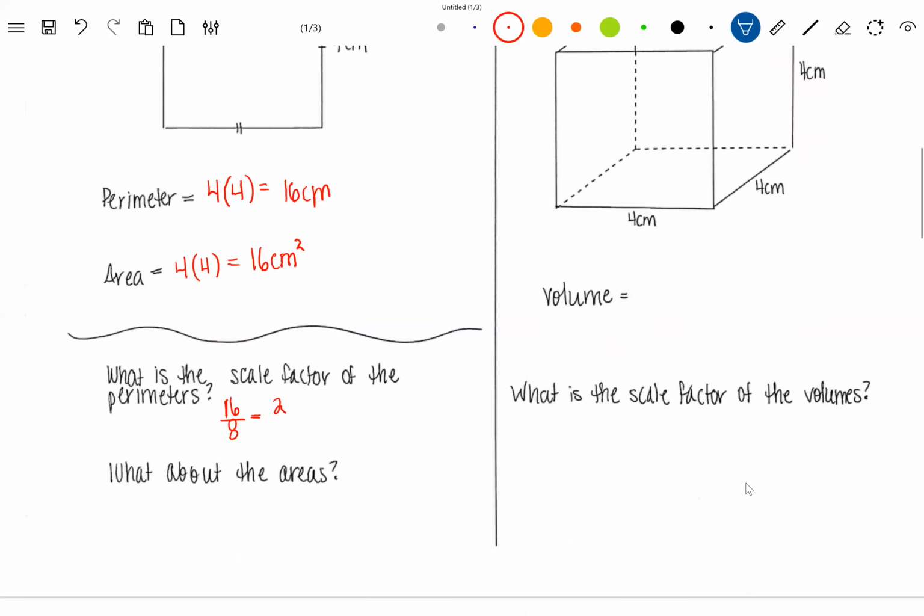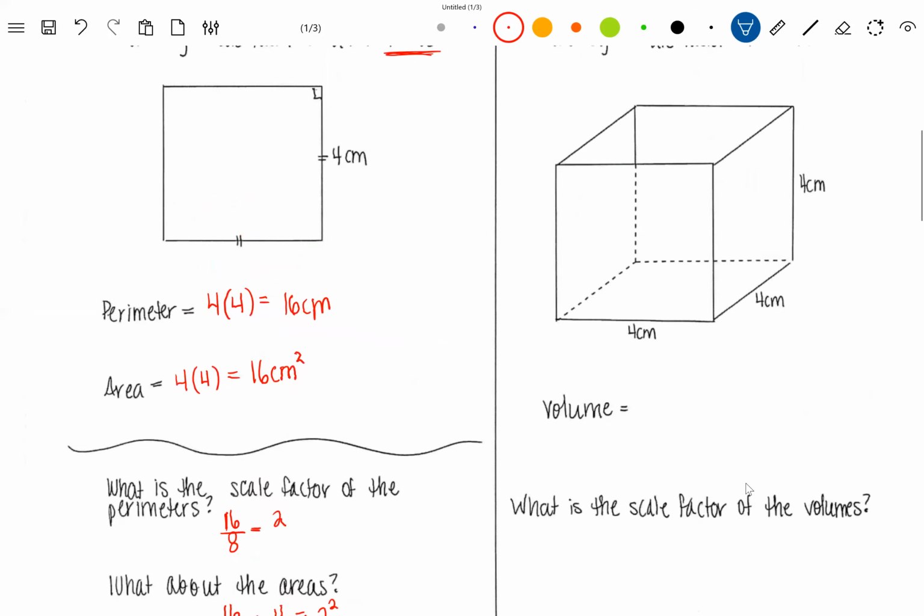Now, you think that if the sides are going to be twice as big, the area is also going to be twice as big because the perimeter was. But let's look at the areas. The area of the dilation was 16. The area of the original was 4. So that means the area of the dilation is 4 times bigger than the original area. Well, I can write 4 as the scale factor squared, 2 squared.